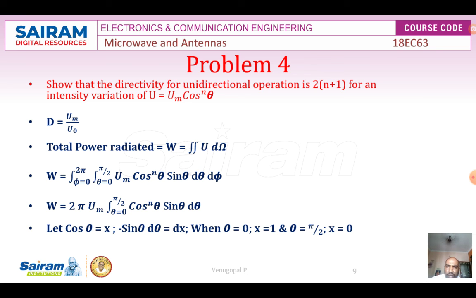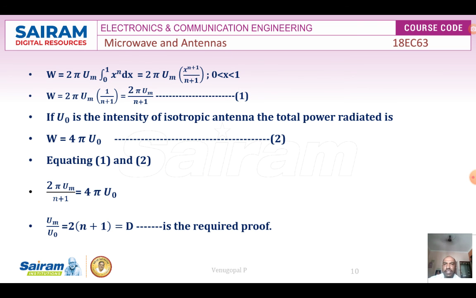Let us take cos theta is equal to x and minus sin theta d theta is equal to dx. Theta is equal to 0, x is equal to 1, theta is equal to pi by 2, x is equal to 0. Substitute the limits and you will get W is equal to 2 pi Um into x to the power of n plus 1 by n plus 1. And this is for x lying between 0 and 1. So W becomes 2 pi Um divided by n plus 1, because if you substitute x is equal to 1, you will get back the same 1. Therefore W is equal to 2 pi Um divided by n plus 1.